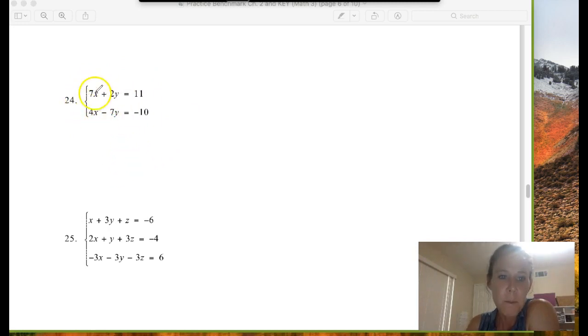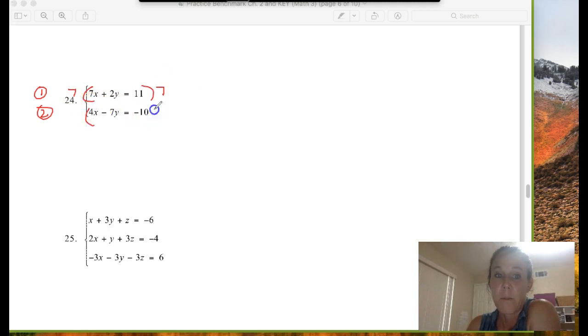If I multiply, let's see, let's do the y's because they're smaller numbers. That's a 4 and that's a 2. So let's multiply both sides of equation number 1 by 7, because that will make this 14.